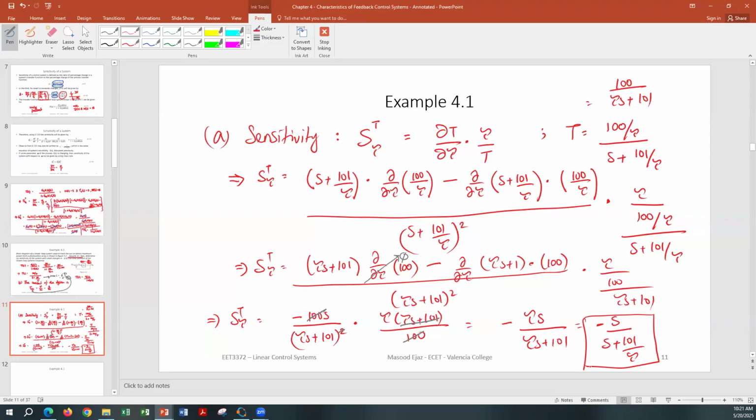And of course, s is, remember, frequency. So at different frequencies, when you put different frequencies, you can find at what frequency the sensitivity of the system, again, with respect to the changes in the value of tau, is what. s is the frequency domain, remember, complex frequency.